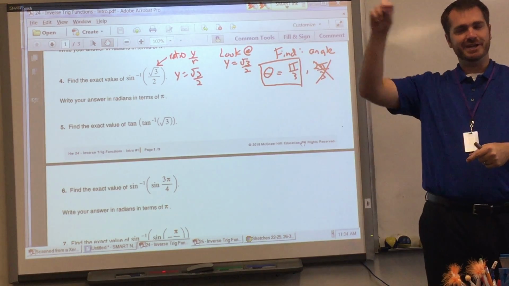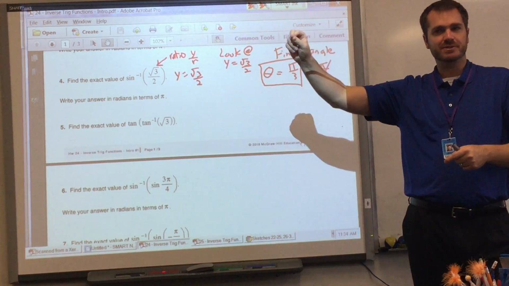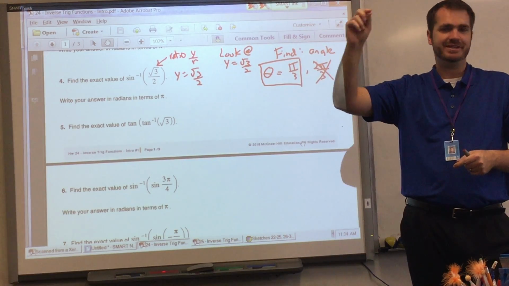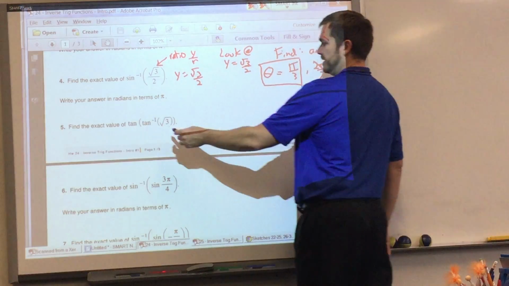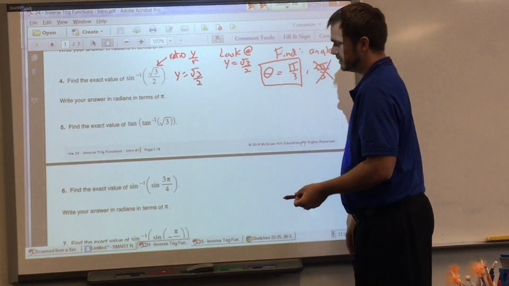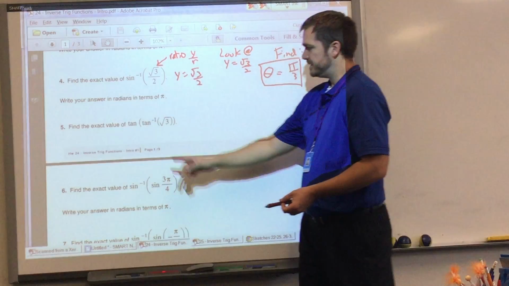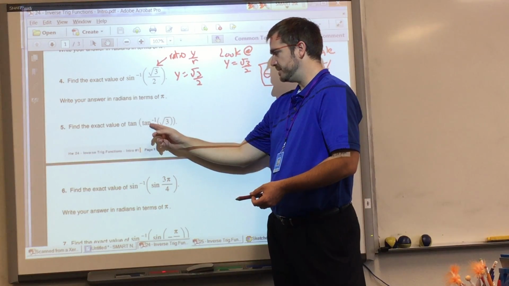Now, yesterday, didn't we walk around the unit circle writing all those tangent values? Yes. You're going to be glad that we did. All right? Now, the tangent of inverse tangent of root 3.